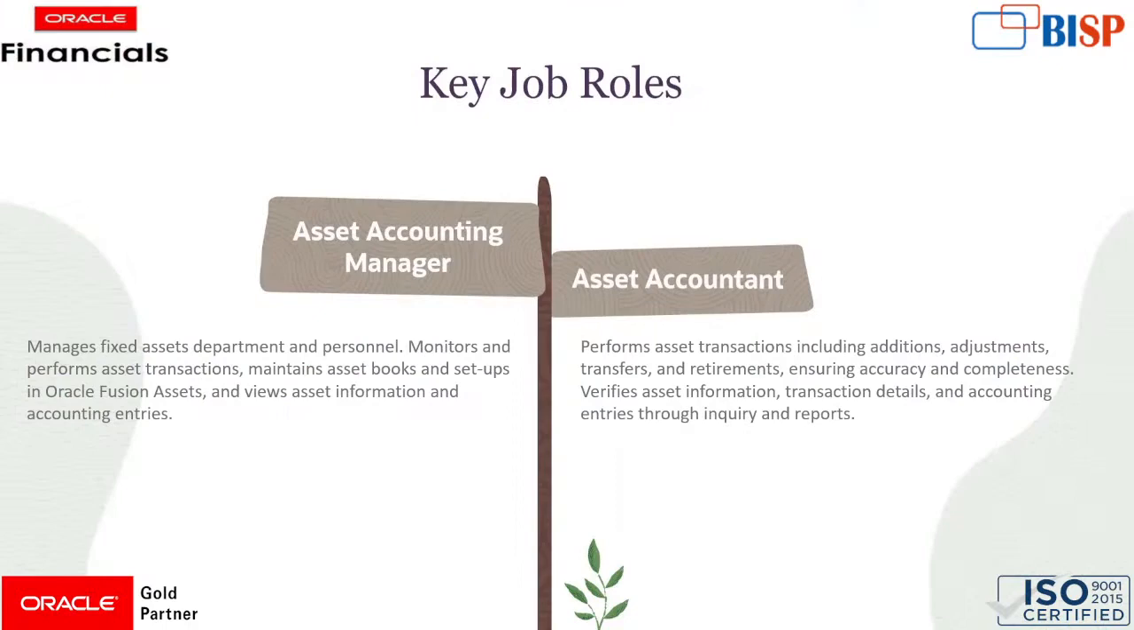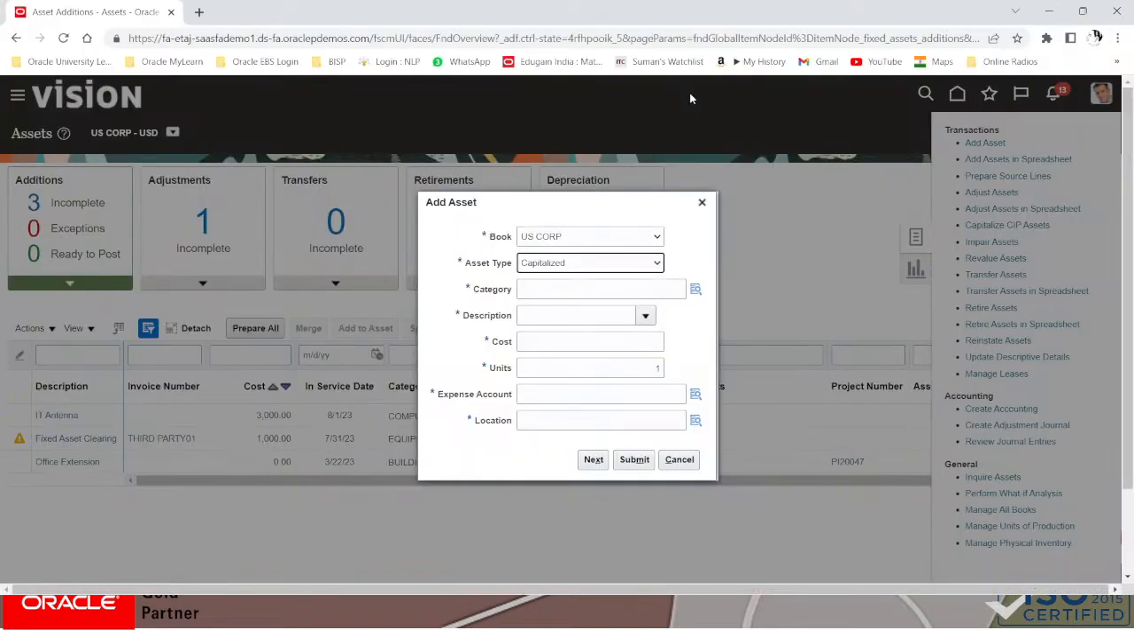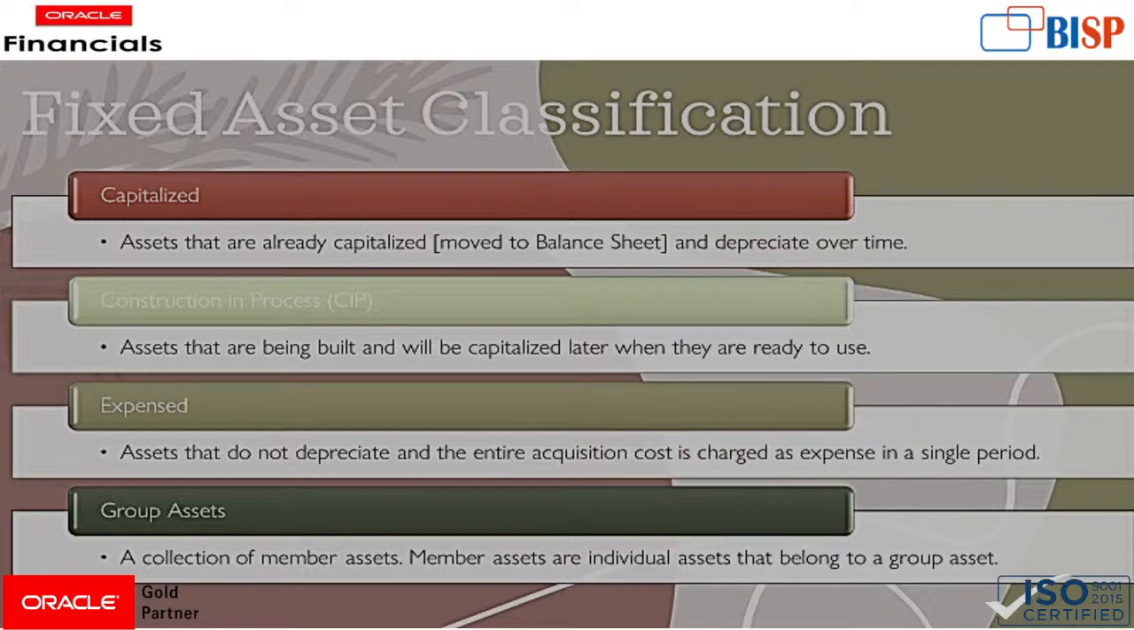So let us move to the PPT again. Fixed asset classifications. You have seen the capitalized asset, right? Capitalized assets are already capitalized, moved to the balance sheet, and depreciate over time. And CIP assets are assets that are being built and will be capitalized later when they are ready to use. That is construction in process, that is CIP asset.